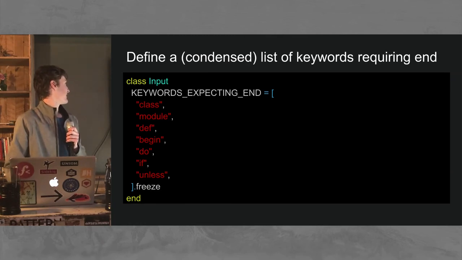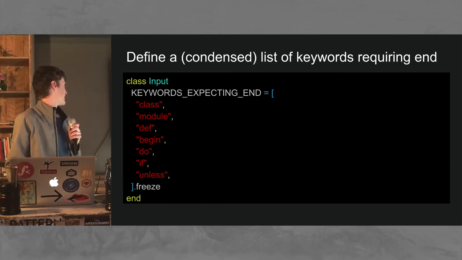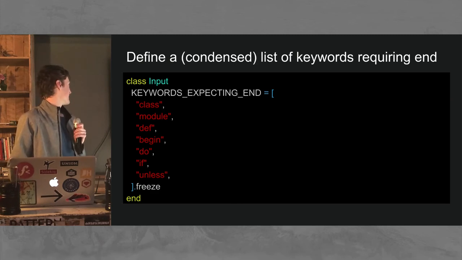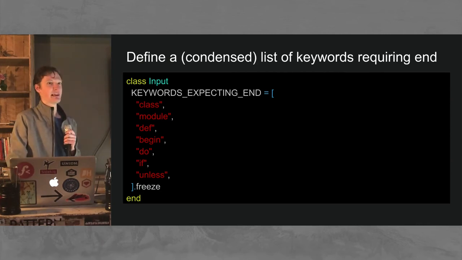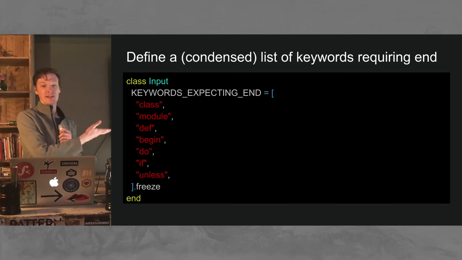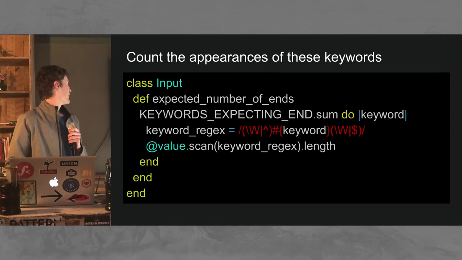I defined a very condensed list of keywords that are expecting the end keyword. So I'm just doing class, module, and function definitions, as well as begin and do blocks, and then if and unless. So that's probably Turing complete. So in theory, I'm writing something that could solve any problem.